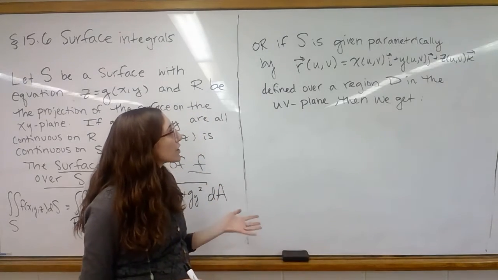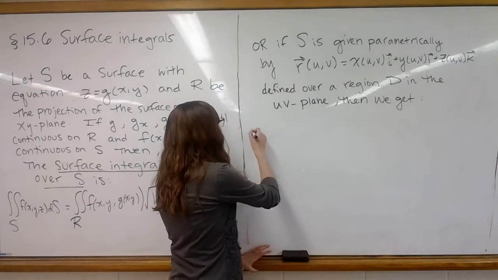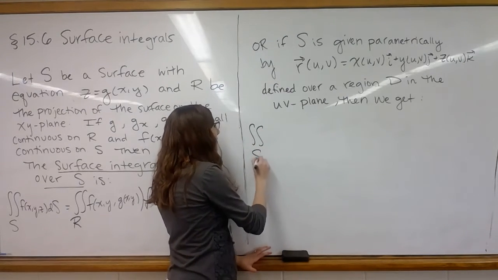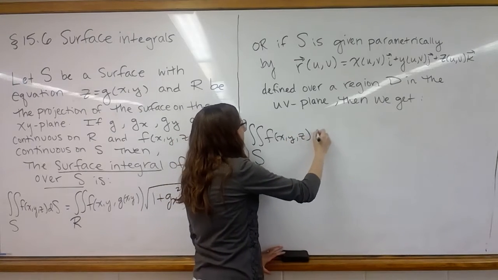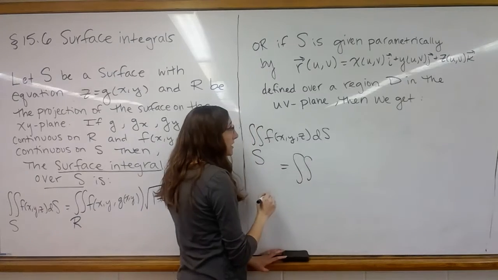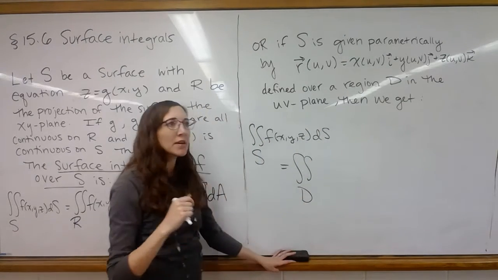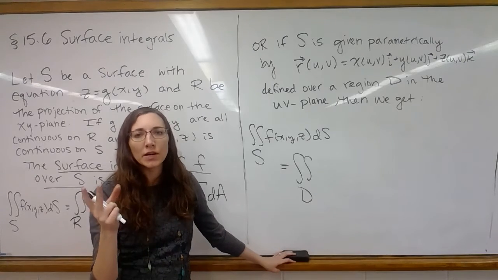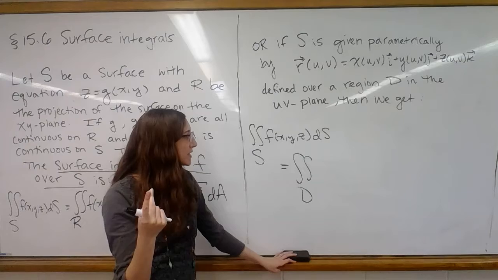And then what we're going to do is essentially the same idea, right? We're going to get that this surface integral of f of x, y, z dS, we're going to switch this to a double integral. This time it's going to be over D, because it's going to be either a du dv integral or a dv du integral. So u and v are going to be our variables here.